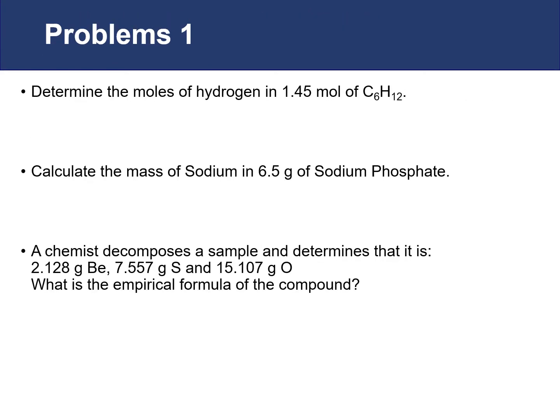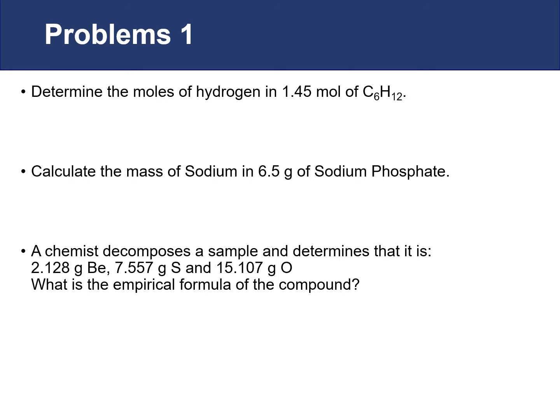Let's now look at some examples of first how to calculate the molecular masses, and then how we can apply those using dimensional analysis to solve useful problems. So our first problem is, let's determine the moles of hydrogen in 1.45 moles of C6H12. For this one, we can just use dimensional analysis. We don't actually have to calculate the molar mass.